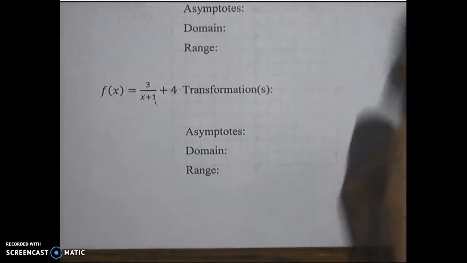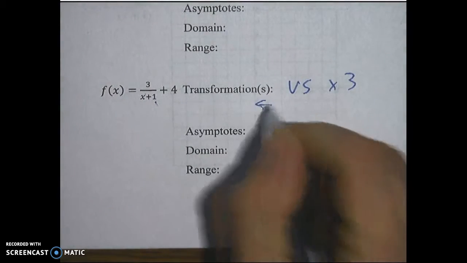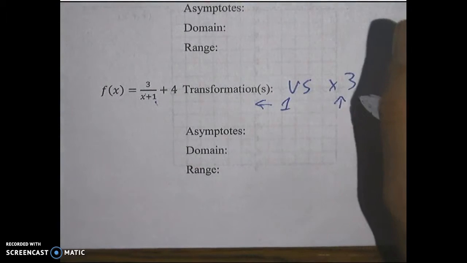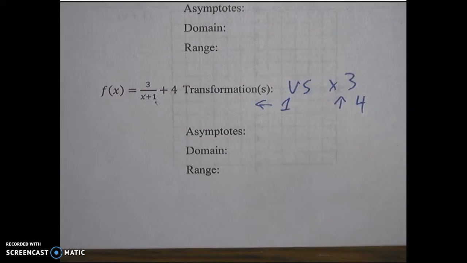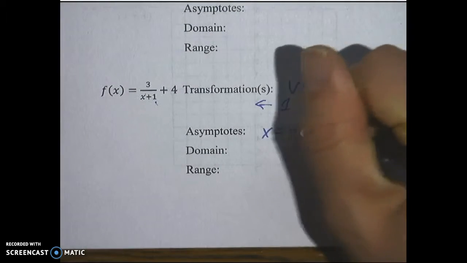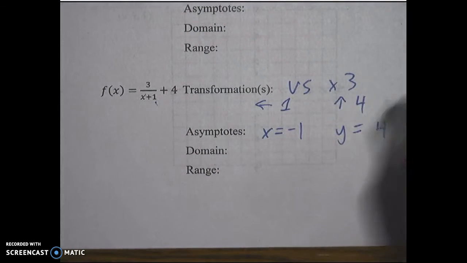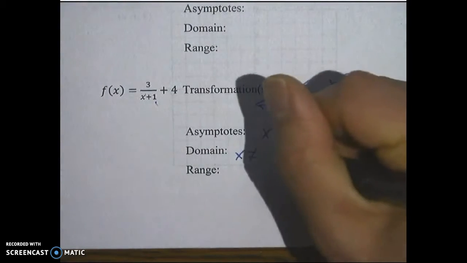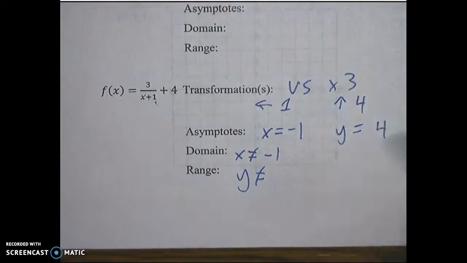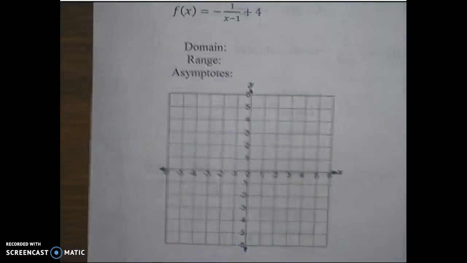Vertical stretch of 3. Left 1, up 4. So the asymptotes are going to be x equals -1, y equals 4. So x can't equal -1, y can't equal 4. And that's it. Let's try graphing some of these. Like this one right here.